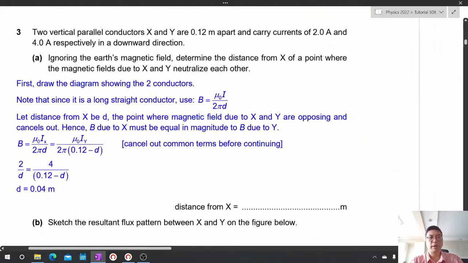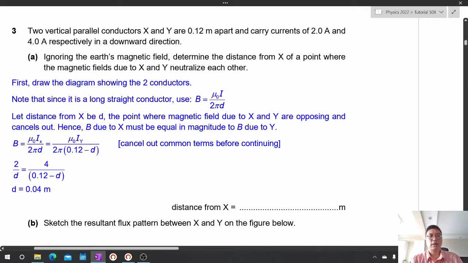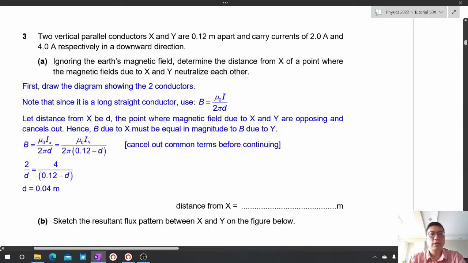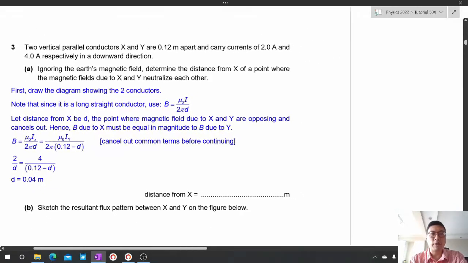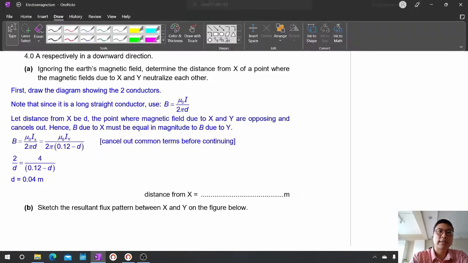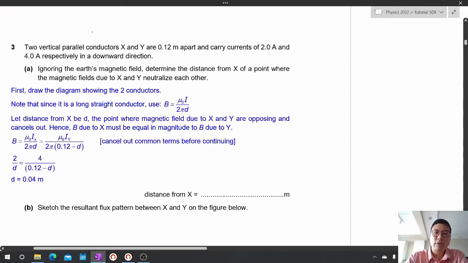2 vertical parallel conductors are 0.12 meters apart and carry currents of 2 amps and 4 amps. Determine the distance of a point where the magnetic fields neutralize each other. Now, we'll draw these 2 currents going into the page, right? One of them is 2 amps and one of them is 4 amps, and the distance apart is 0.12 meters.